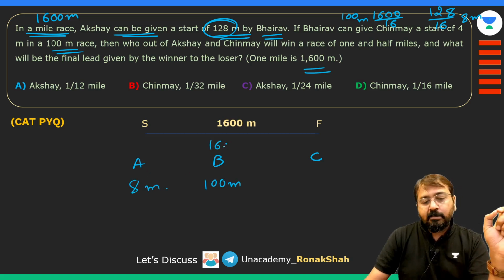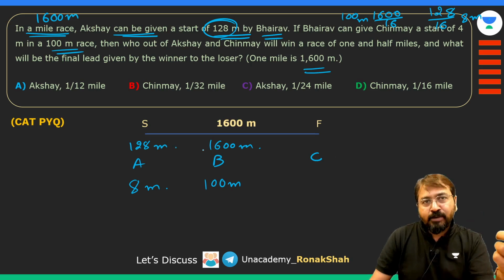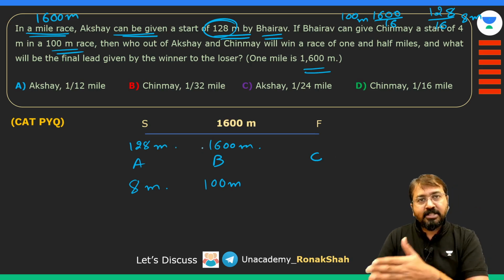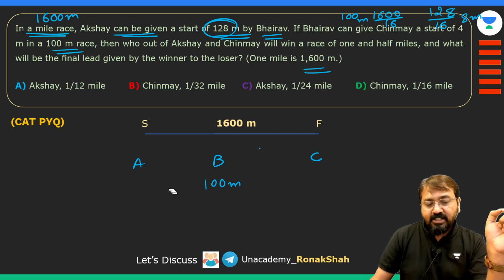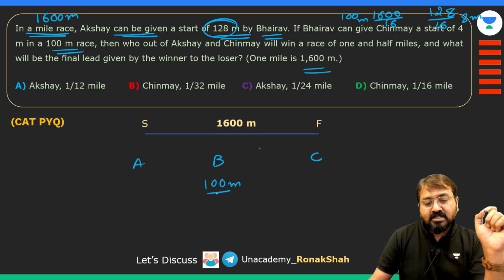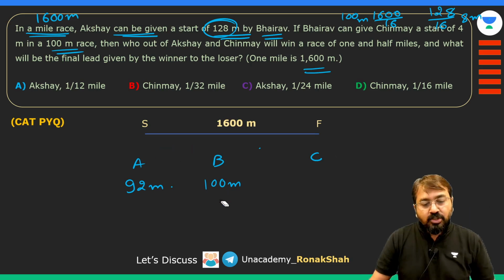In a 1600 meter race, Bhairav can give a start of 128 meter to Akshay, or Akshay can be given a 128 meter start. That means definitely Bhairav is the faster one. So in a 100 meter race, Bhairav can give an 8 meter start to Akshay. So what shall we write over here? When Bhairav runs 100 meter, Akshay should be running 92 meter. Have you all understood? So this is what you can say, that Bhairav can give a start of 8 meter to Akshay. So this was the tricky part.